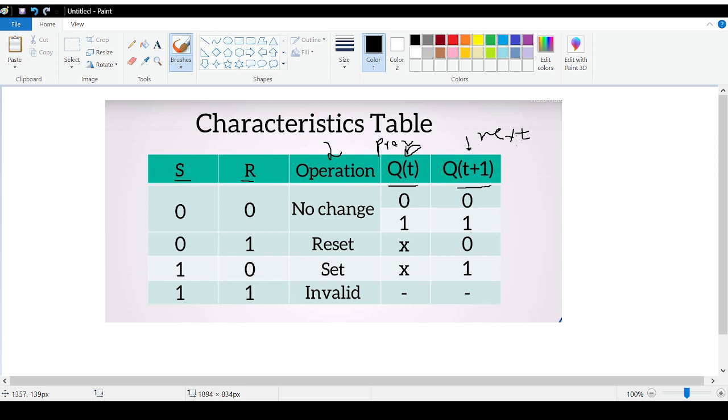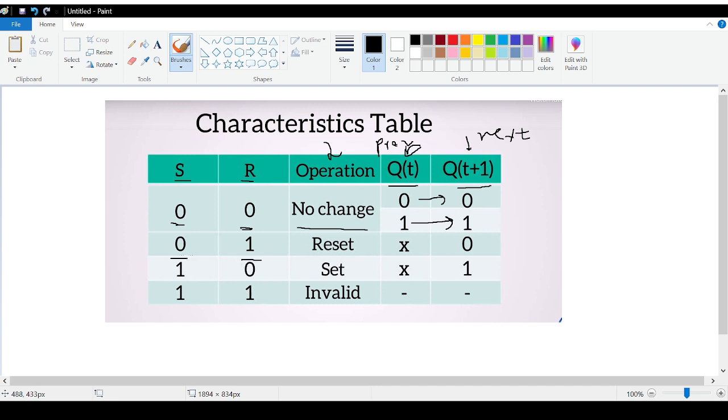Alright. So if the value of S is 0 and R is 0, this operation shows no change. That is, if currently my value inside my flip-flop is 0, then my next value will remain 0. Similarly, if my current value is 1, then if I pass 0 0 through SR, my next value will remain 1. So this will show no change if I pass 0 through both S and R.